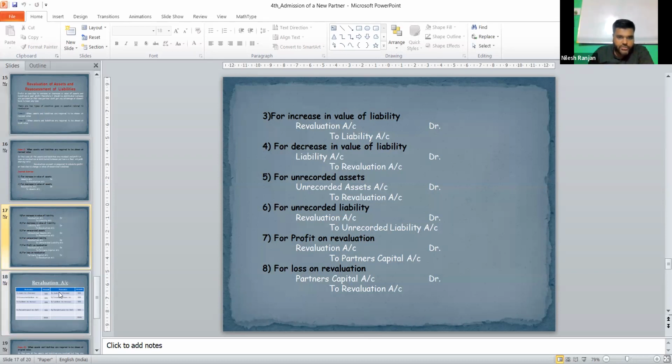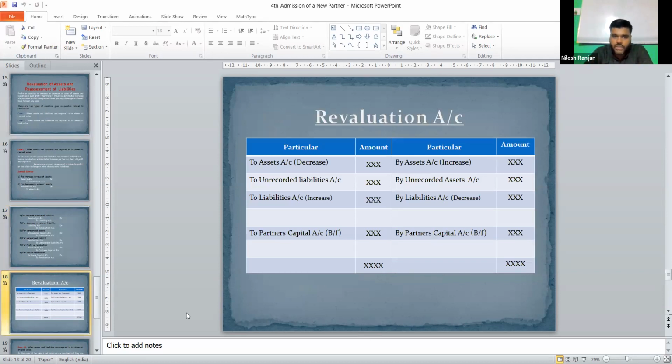On the basis of the journal entries, you can see the format of the revaluation account. In the revaluation account, assets decrease is written on the debit side and increase is written on the credit side. Same with unrecorded liabilities and liability increase. These three are loss and these three are profit. After writing all these, we total both sides and then calculate the balance. The balance can be on the debit side or credit side. If it is on the credit side, then it is a profit for the firm, and it should be distributed in the old profit sharing ratio, so it will be transferred to partners capital. And if it is a loss, then it will be transferred to the debit side of partners capital. Yes, sir.